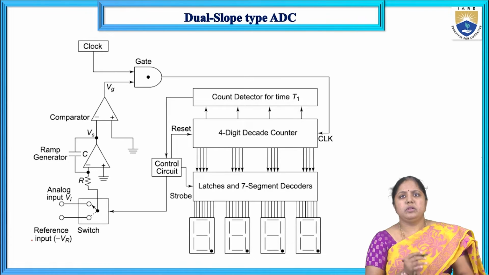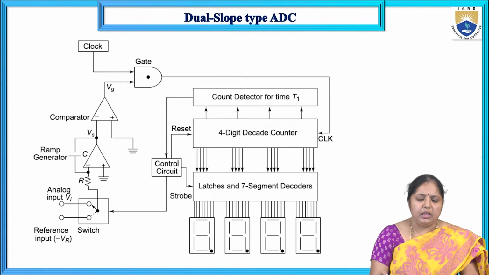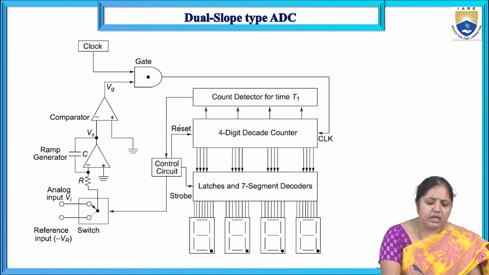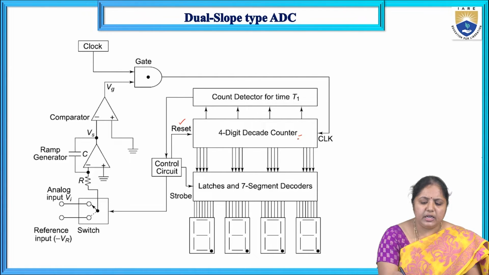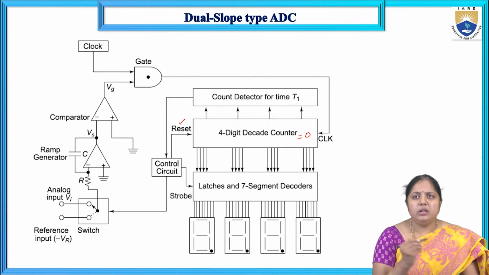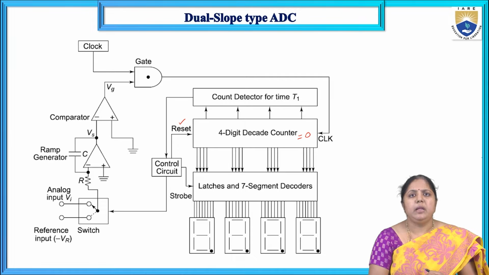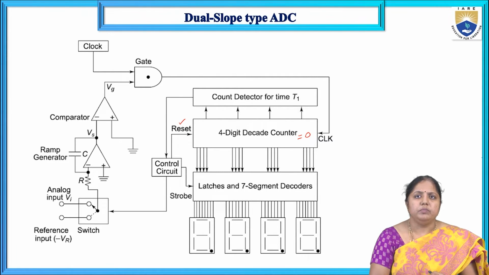Here, first, initially, the control circuit will reset the corresponding decade counter. When the control circuit resets the decade counter, the counter, which simply does the counting operation, will reset the previously stored value and all the bit values are kept at 0, right?